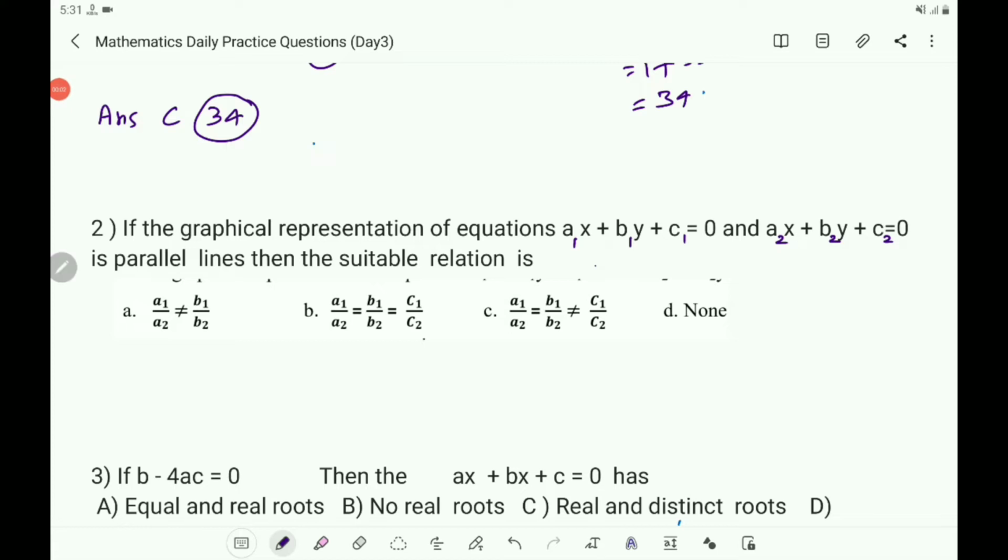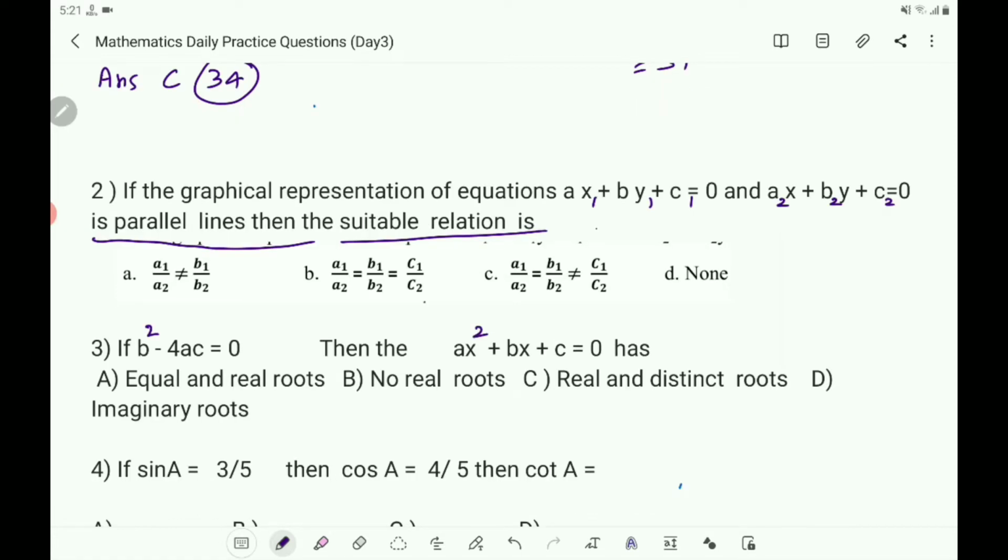If the graphical representation of equations a1x plus b1y plus c1 equals 0 and a2x plus b2y plus c2 equals 0 is parallel lines, then the suitable relation is. Here the four options are. The first option is a1 by a2 is not equal to b1 by b2. Second option B is a1 by a2 equals b1 by b2 equals c1 by c2. Third one is a1 by a2 equals b1 by b2 is not equal to c1 by c2. And D is none. So here what is the answer?